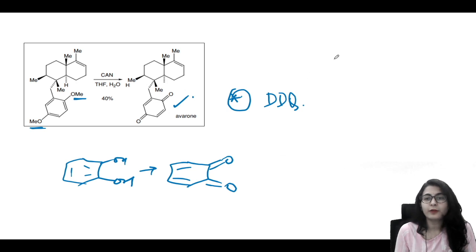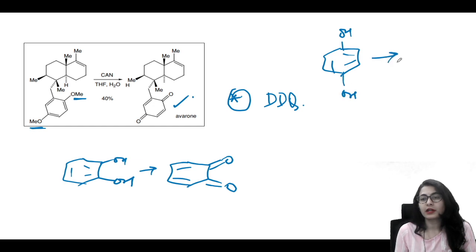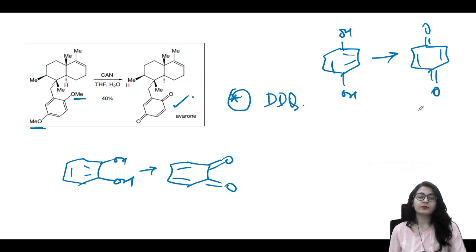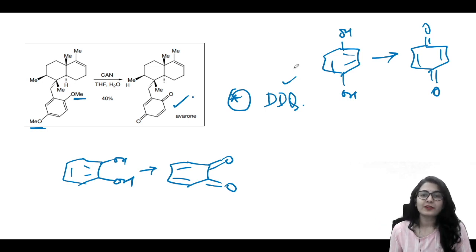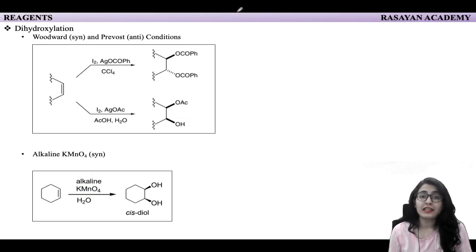Alright, and from the 1,4-hydroquinone or substituted molecule, you are going to get the benzoquinone form. Alright, it is exactly similar to DDQ. We will do the DDQ in the non-metal based oxidizing agents. Okay, now let's move onwards very quickly to the dihydroxylation part.